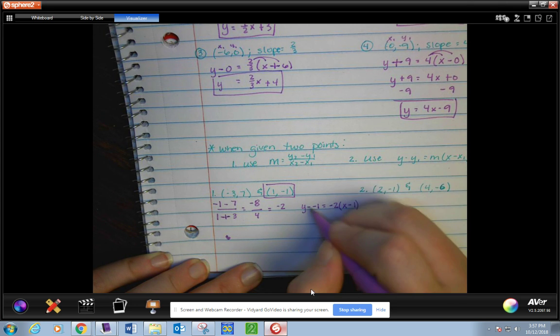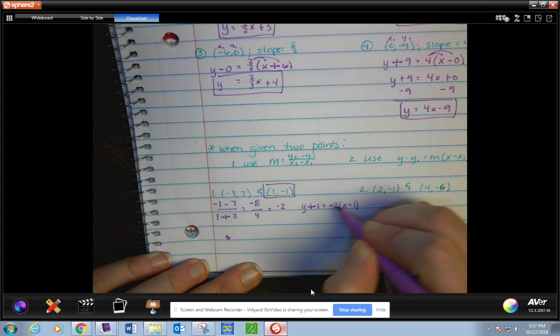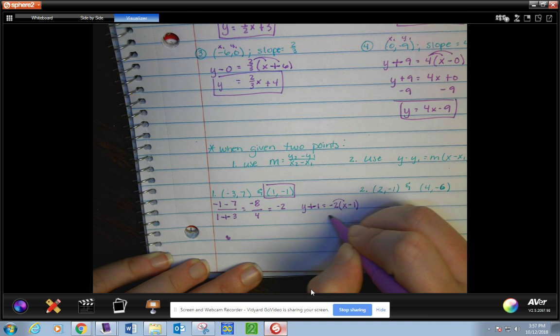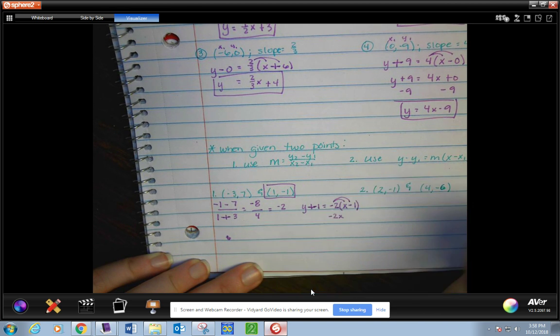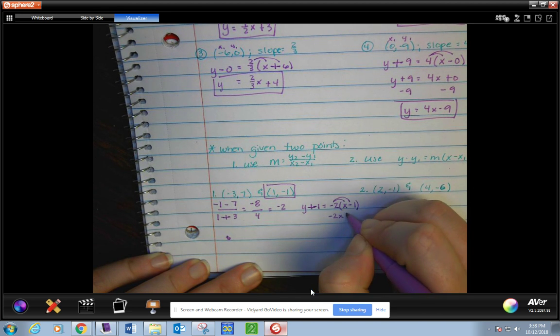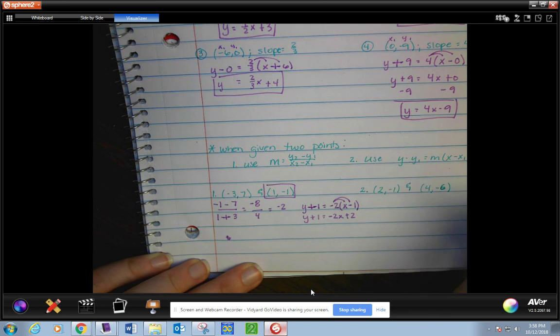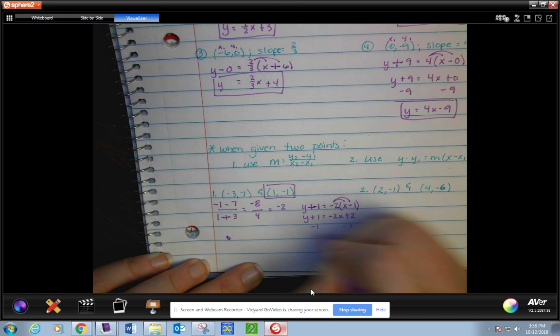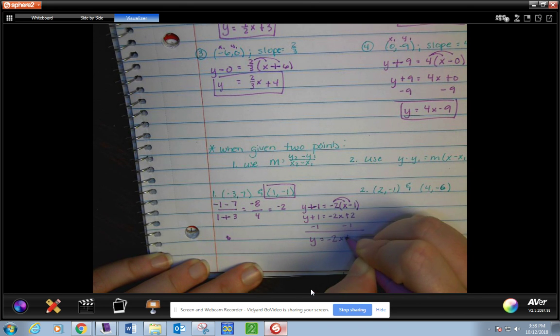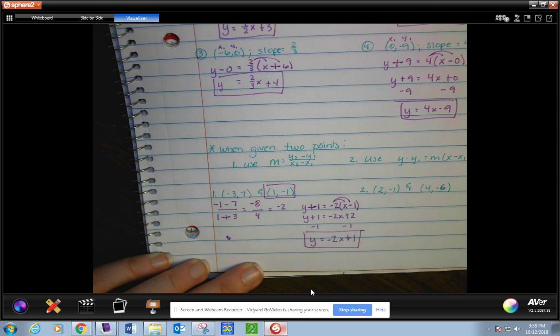Okay, now I have to change my double negative first and then just distribute. -2 times x is -2x, and -2 times -1 is +2. Bring down y plus 1 and bring down your equal sign. To get y by itself, subtract 1, and you get y equals -2x plus 1, and that's your final answer.